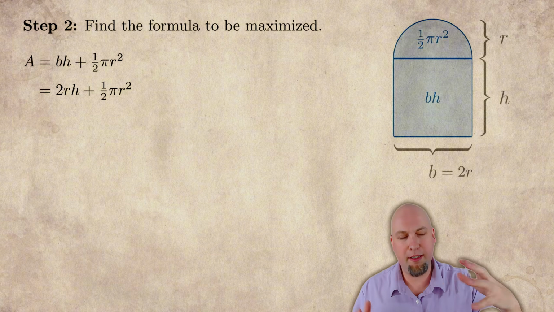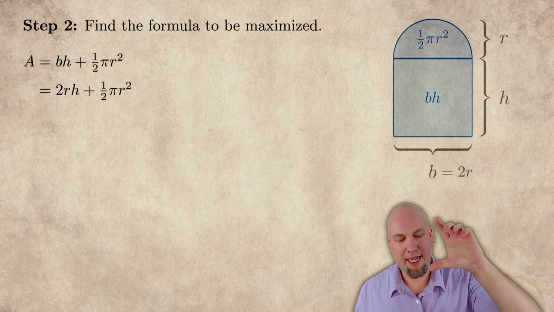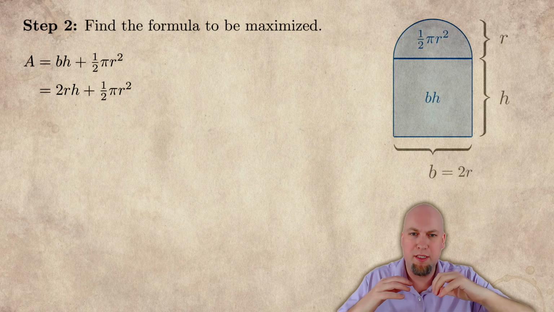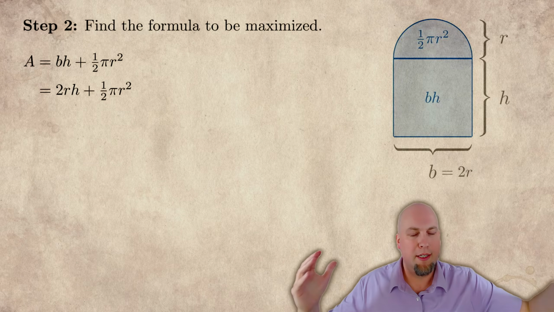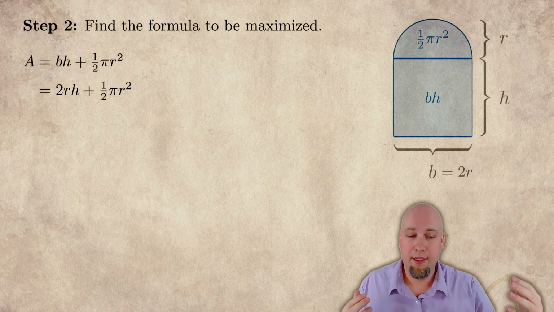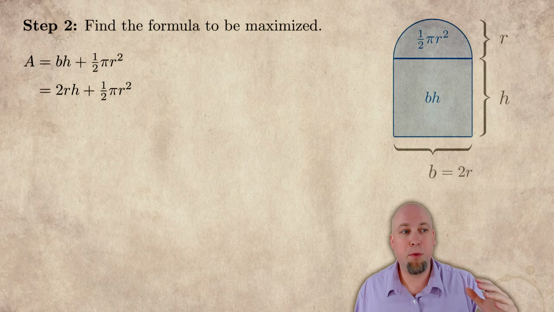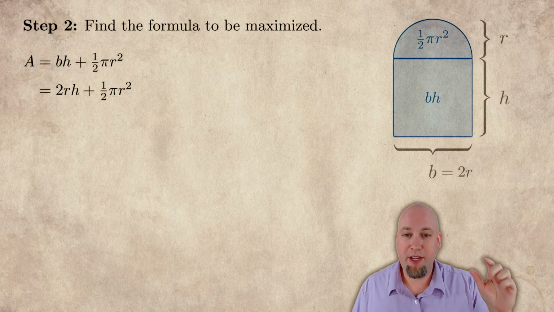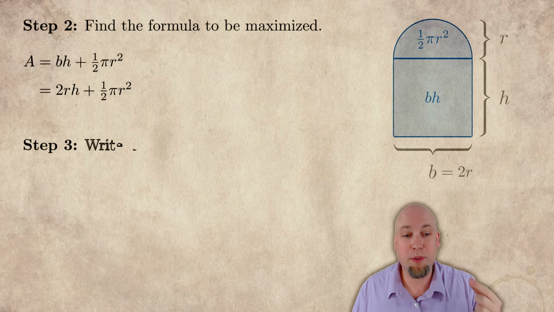Okay, this formula here for the area has 2 variables. It has the height, it has the radius. We can make them both as large as we want, and as a result, we can make that area as large as we want. But that's no good. At this point, we've got to take into account the fact that there's a constraint. And that's what step three is.